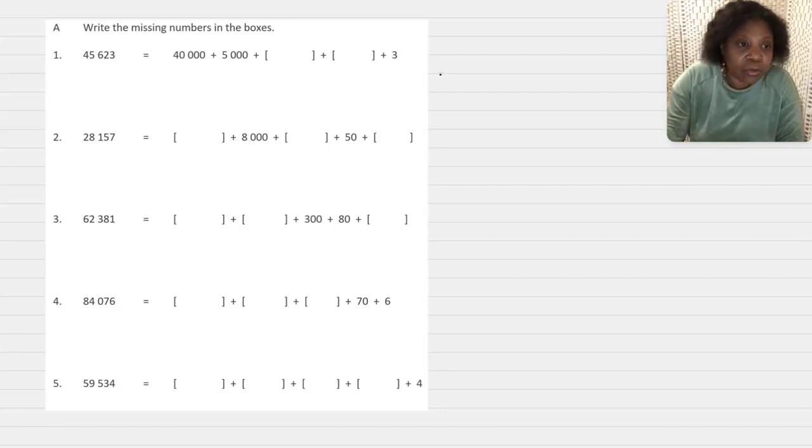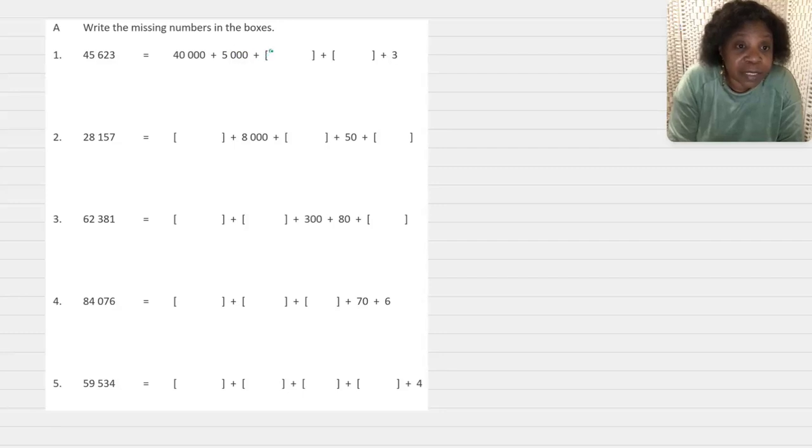So now we're going to go through the questions. So, I want to get my green pen. Coming to question 1, the value of the 4 is 40,000, as we have right here. The value of the 5 is 5,000.